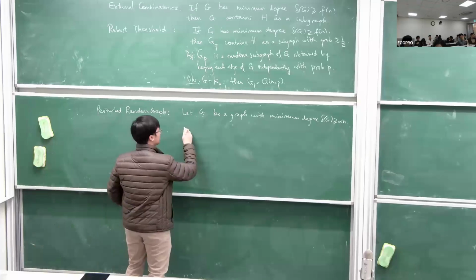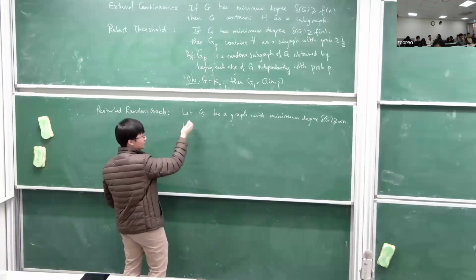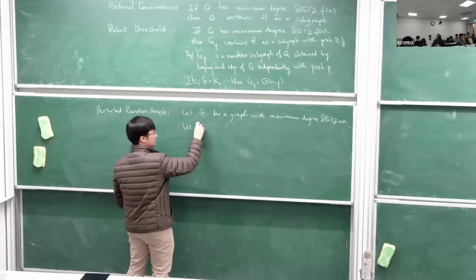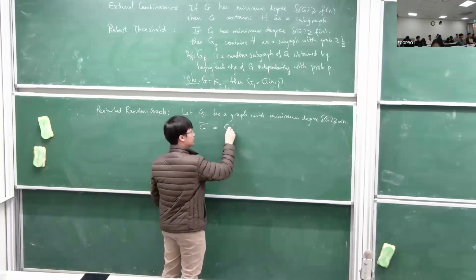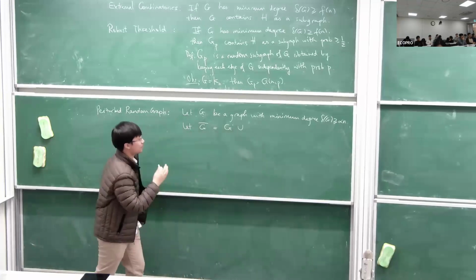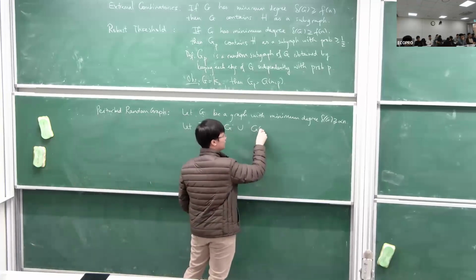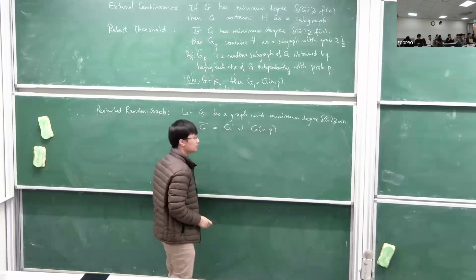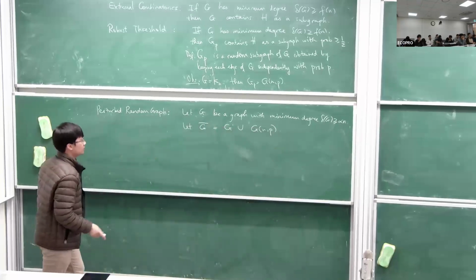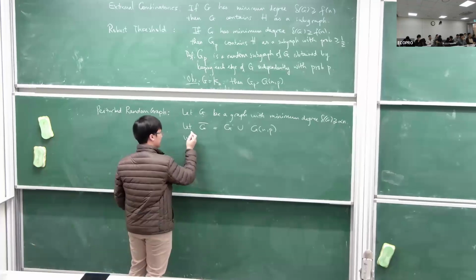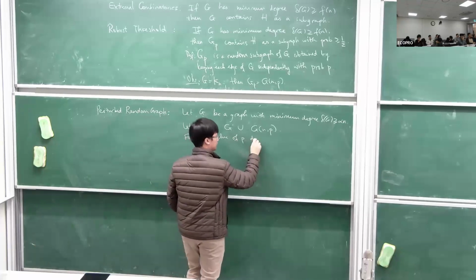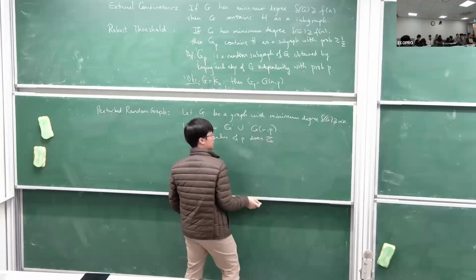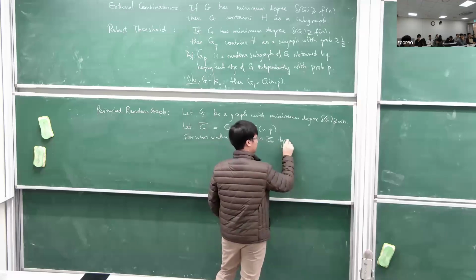Now we construct a random graph G bar. Let G bar be the union of G and some additional random graph G(n,p) sitting on the same vertex set. Here we will now ask: for what value of p does G bar typically contain a copy of H?